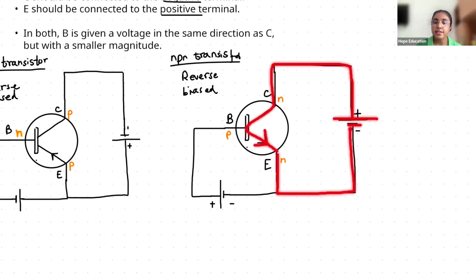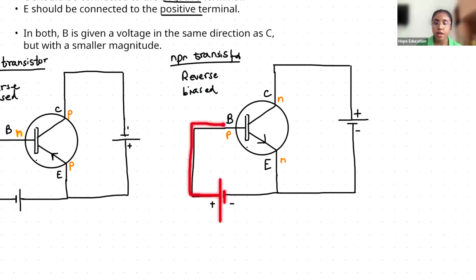Right? If you look at the small circuit, this is the positive terminal, this is the negative terminal. So the current flows like this. There too the current flows out of the emitter. That means the current flow direction is the same in both circuits. But this one's voltage is lower than the other one's voltage.